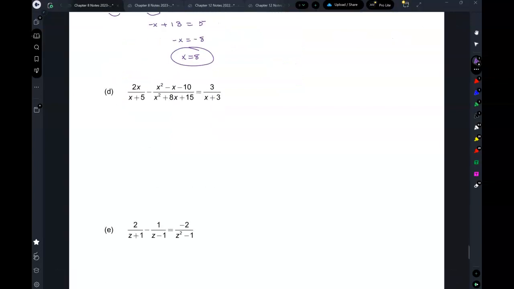Okay. Let's look at the denominators. I can obviously factor this one. It'll be x plus 5, x plus 3. Does the top factor? No. Be bold. No. Right. So, what are the restrictions? x can't be negative 3 or negative 5. Yes. Awesome. So look at each of the denominators. If this equals 0, it's x equals negative 5. So what's the LCD? x plus 5, x plus 2.